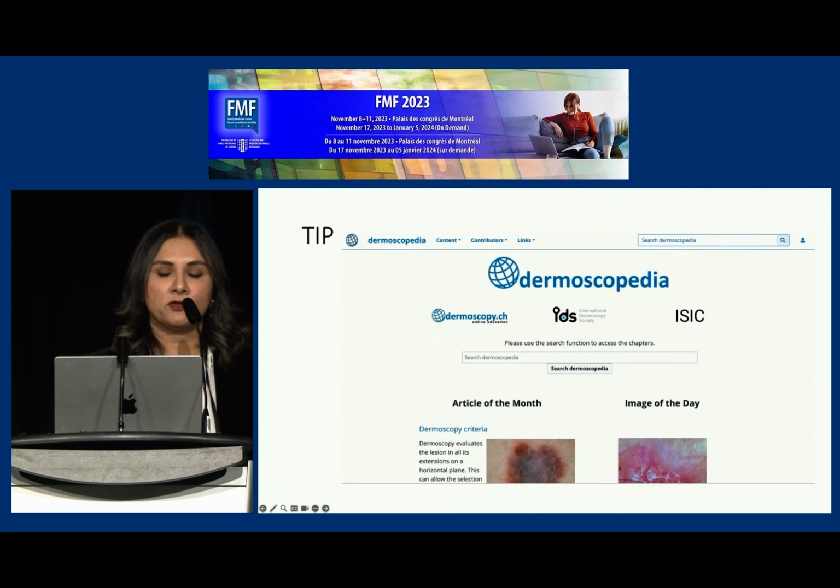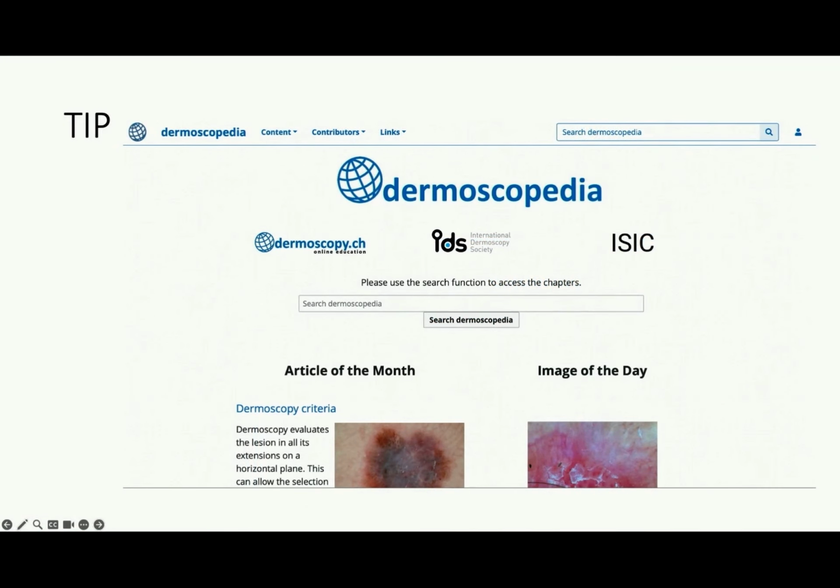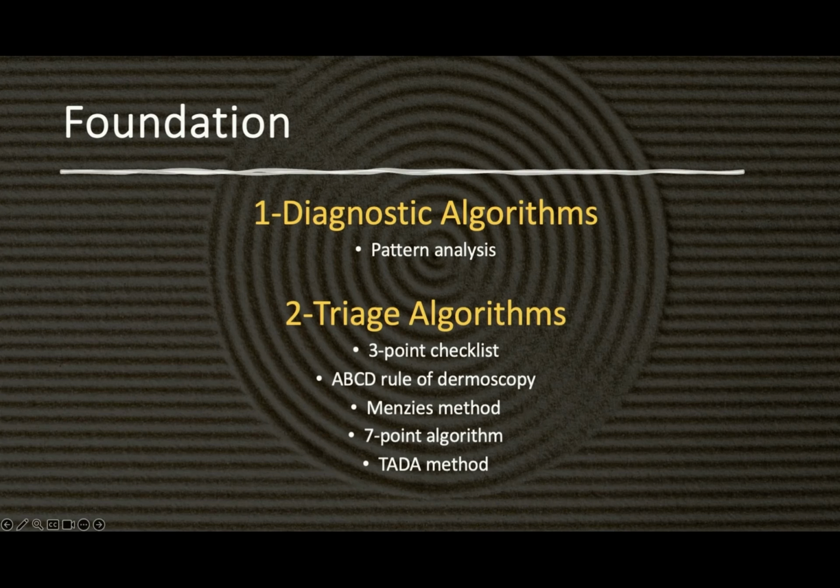And the second tip for today is Dermoscopedia. This is a fantastic website that has a very well-organized table of approach to dermoscopy: what the structures look like, how you diagnose them, and so on. So you're welcome to peruse that as well at your leisure. So that's your diagnostic algorithm.